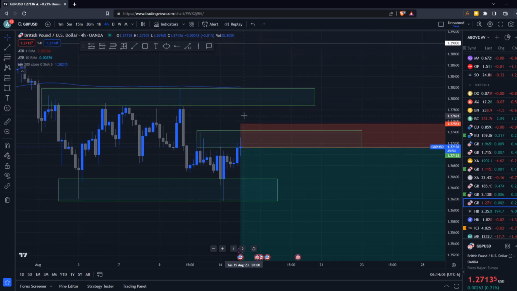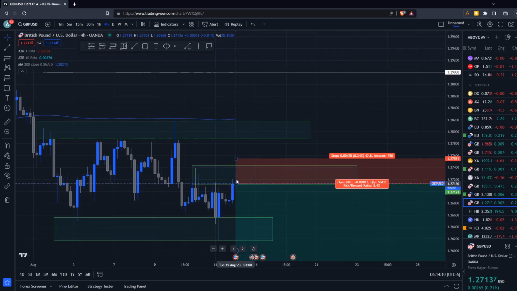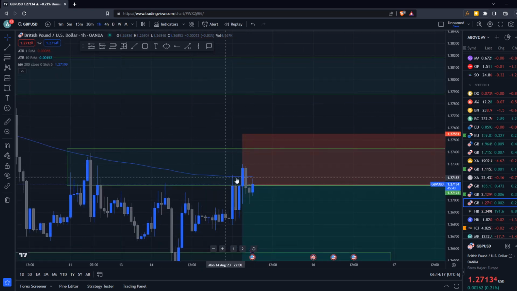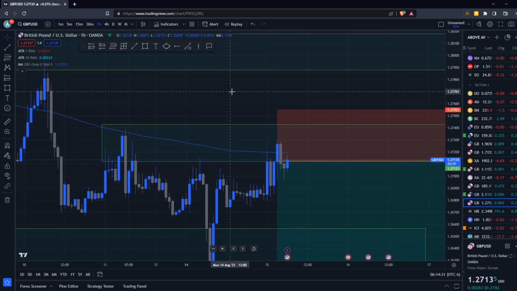I would say it would be pretty good to take a short position at the close of this candle, as long as it closes the way it is right now. Let's see on 1 hour. So price is retesting this 1-hour moving average, which is nice, and it is below it, so that is a good sign. You get this bearish engulfing candle out of this zone.